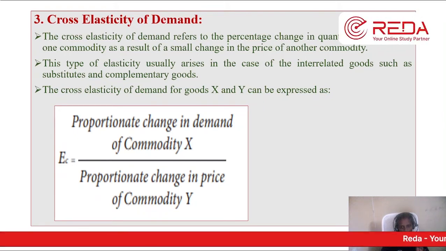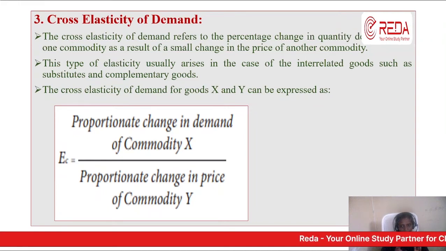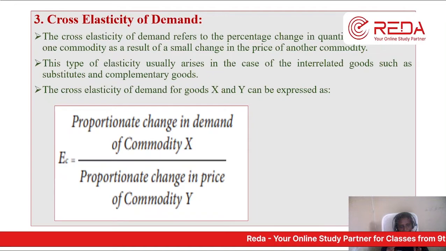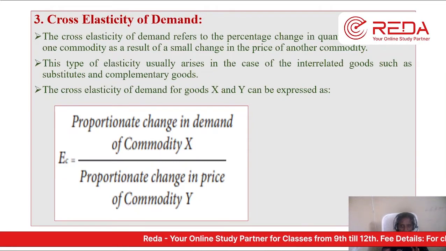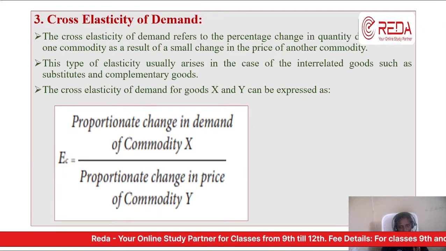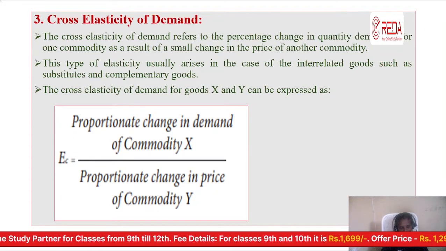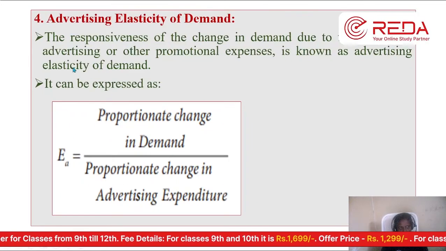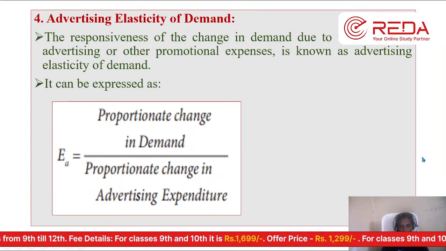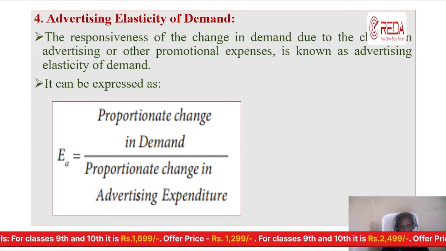So if the price of petrol increases, what will happen to the demand for the cars? How far, what is the level of the demand for those commodities? To study these concepts, we call it cross elasticity of demand. Then next, the fourth type of elasticity of demand is advertising elasticity of demand.